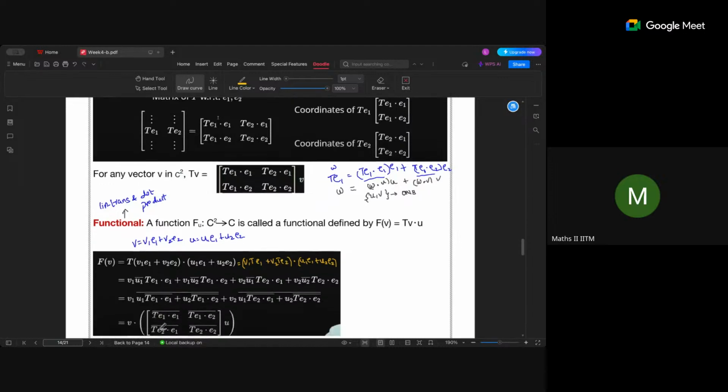Then here we are doing some rearrangements. That's all. We are just taking the complex conjugate. For example, for the first term, what is happening? You have u1 bar te1 dot e1. Right? Now this term, can I write it as u1 te1 dot e1 bar whole bar? Will they be the same? You know that z bar whole bar is z, right? We are just using that property here.